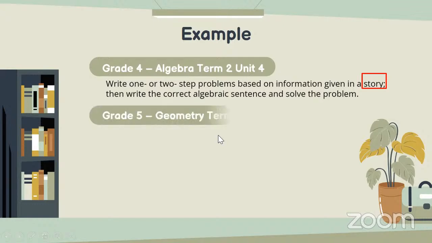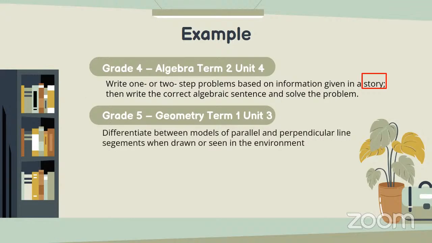If we go at it again, you're going to find here grade 5, Geometry Term 1, Unit 3. The objective states, differentiate between models of parallel and perpendicular line segments when drawn or seen in the environment. Again, what becomes the natural context for the objective? The objective is given to us from the curriculum, word for word, but it carries a natural context. It means that the lesson must be guided by the context of the objective given. And if you, wherever you are, picked up that it's the environment that represents the context, you're correct.